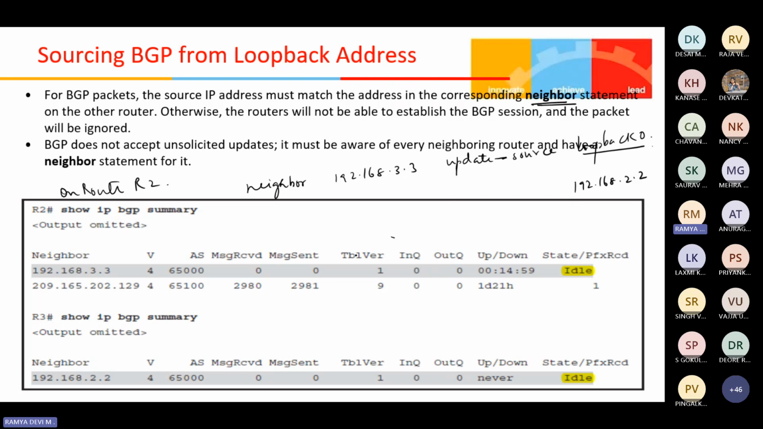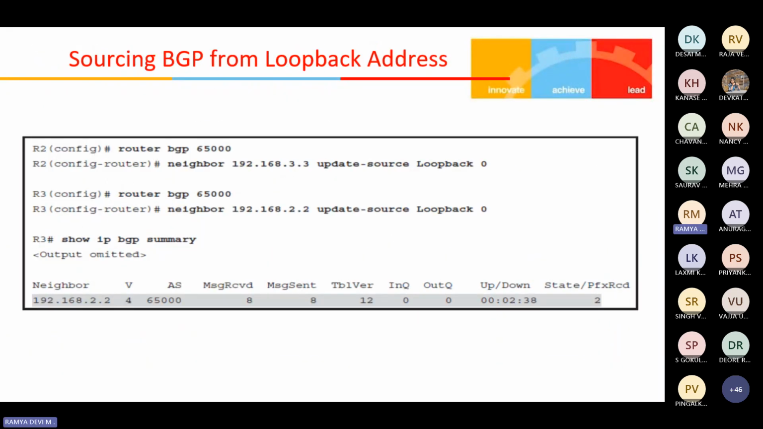And this is the summary. Then we have to go to router BGP 65000 and say update-source loopback 0. This is for R3. On router R3 we also do the same thing: neighbor, this is the neighbor, update-source loopback 0. This will ensure R3 also uses its loopback 0 address.